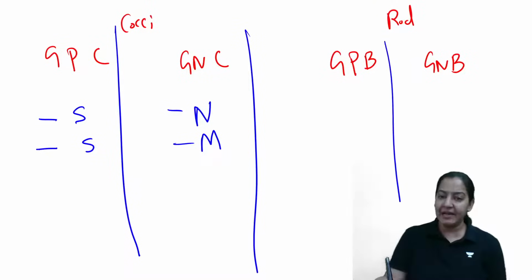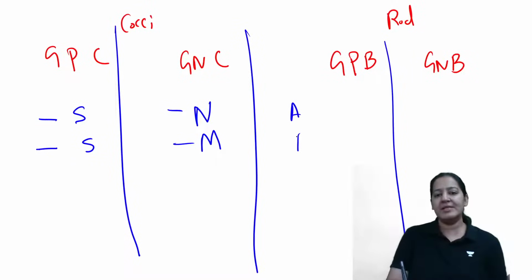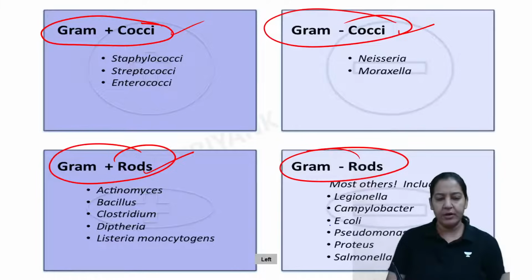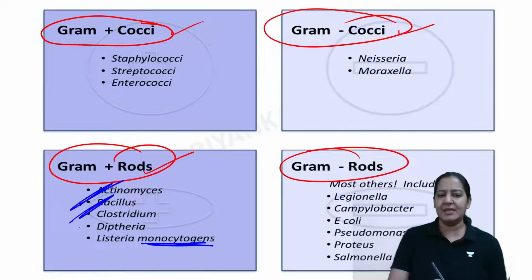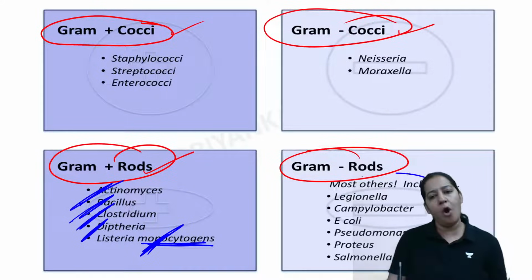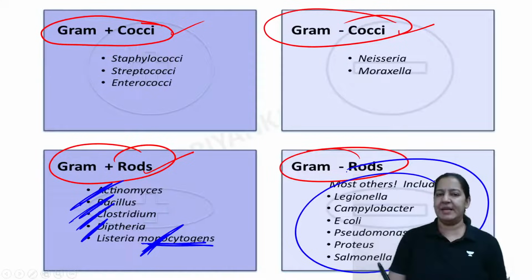Coming to gram positive bacilli, they are five in number. The mnemonic is A, B, C, D, M. Right? So it is Actinomycetes, Bacillus, Clostridium, D for diphtheria, Corynebacterium diphtheriae, and M for Listeria monocytogenes. So Actinomycetes, Bacillus, Clostridium, diphtheria, and monocytogenes are the 5 gram positive bacilli, and all remaining bacteria are gram negative bacilli.